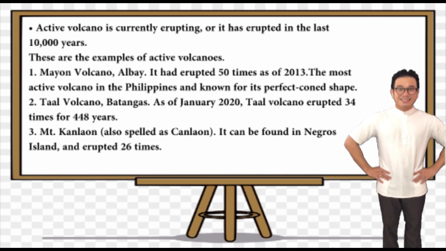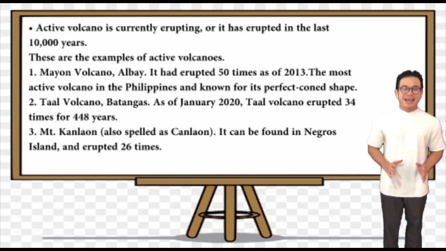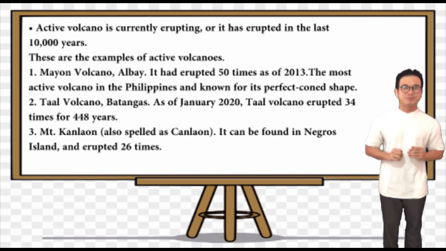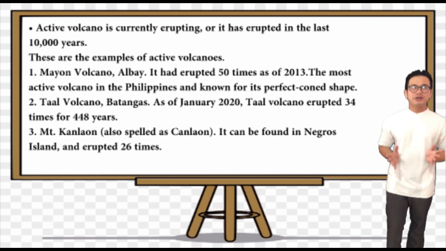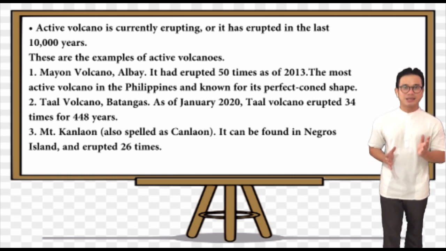Next is Mount Kanlaon, which is also an active volcano found in Negros Island, and it has erupted 26 times. Eruptions were recorded from 1886 to 2006.